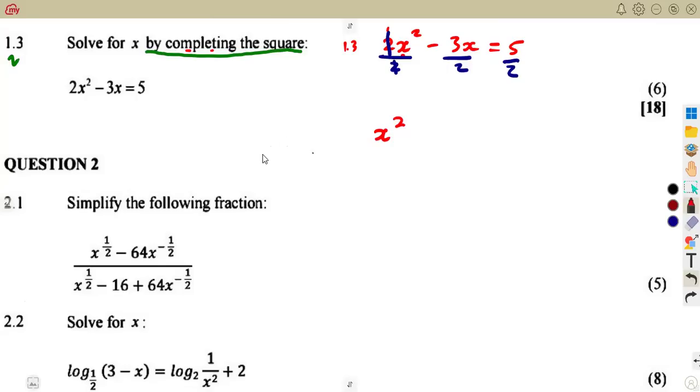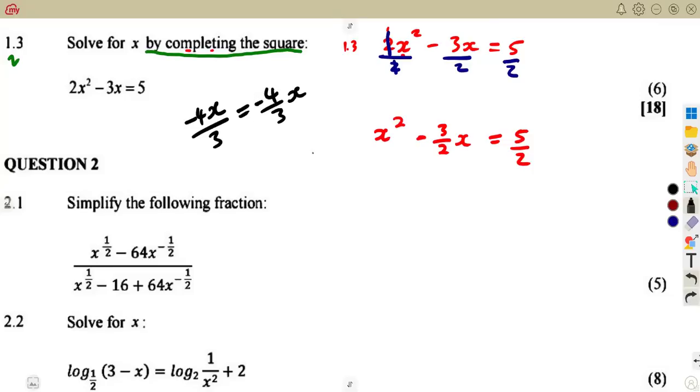Before you even think to say, now I'm going to do this, make sure the coefficient here of x squared is 1. I'm saying this only for the completing the square method, not any other way, guys. So this is minus 3x over 2. Remember, it is the same as writing minus 3 over 2x, which is equal to 5 over 2. So take note, if I write negative 4x over 3, it is the same thing as minus 4 over 3x.